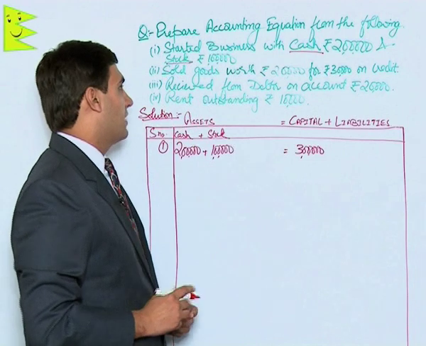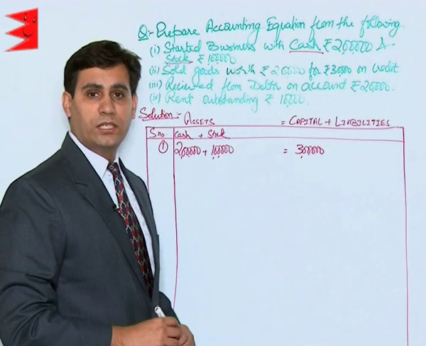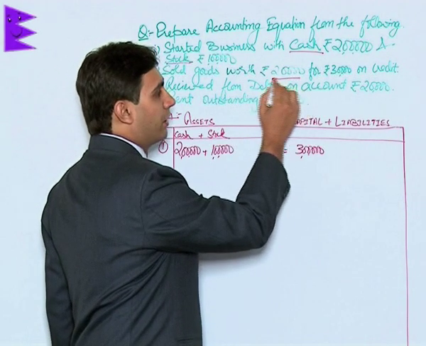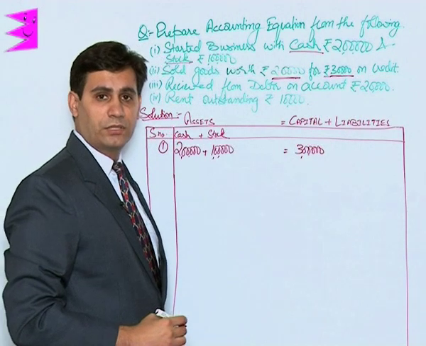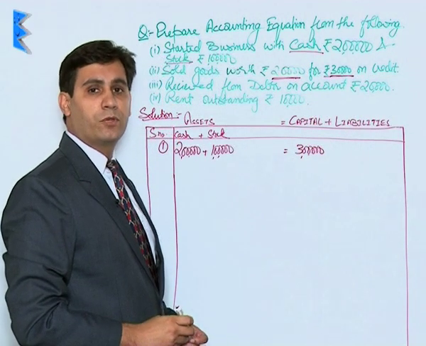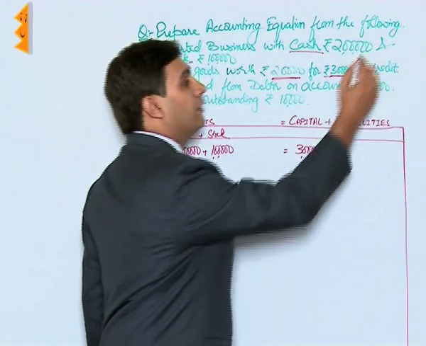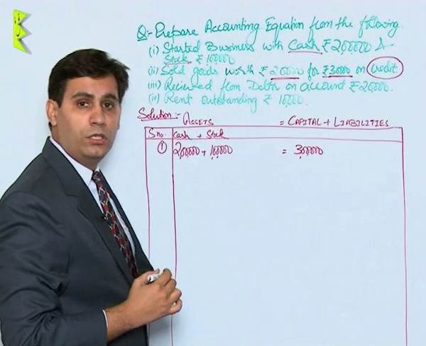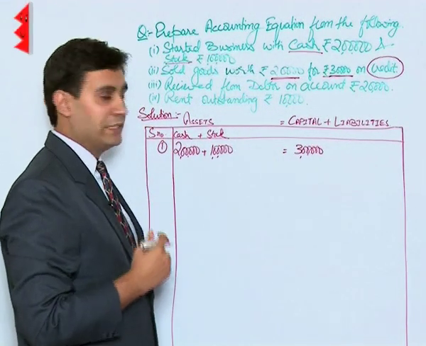Coming to the second transaction, sold goods worth rupees 20,000 for 30,000 on credit. Now students, here goods worth rupees 20,000 are being sold for rupees 30,000. That means there is a profit of rupees 10,000. And second part to be considered here is that they are being sold on credit. So now let us understand how we will deal with this.